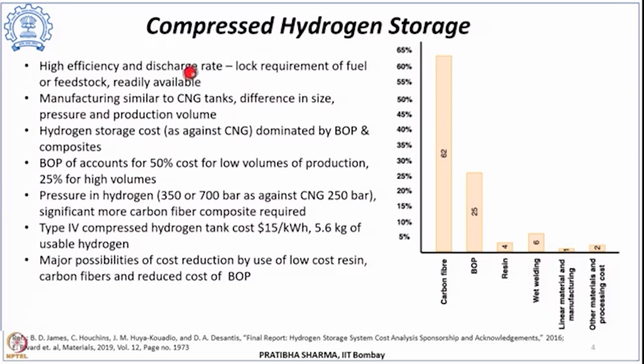Now the compressed hydrogen tanks are manufactured in the same manner as compressed natural gas tanks. We use type 4 tanks, which are made up of an inner liner with a completely wrapped fiber resin composite. As such, these are similar to CNG tanks. The differences are in terms of size, the pressures at which they operate and store, and the production volume.